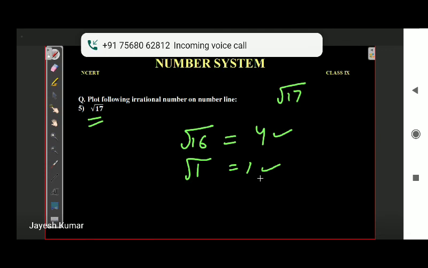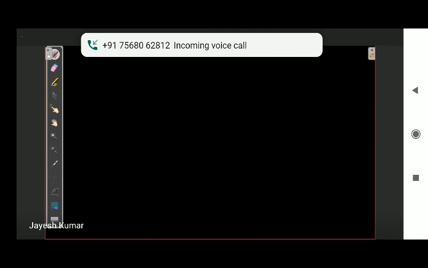Apart from these questions, you have to do a few more. You have to plot under root 12, under root 11, under root 16, and under root 14. You have to do these 4 things as some extra questions.